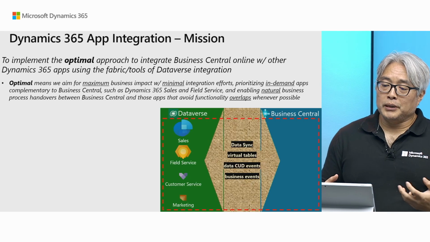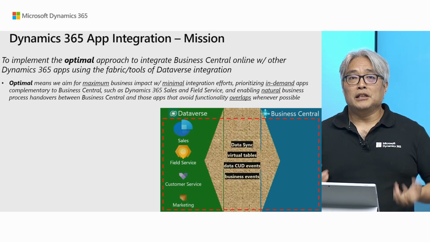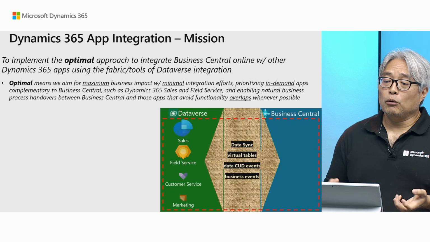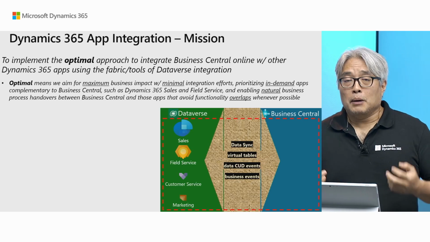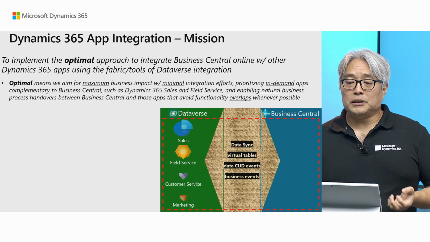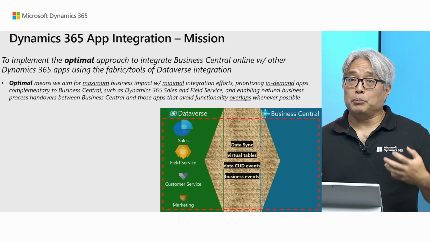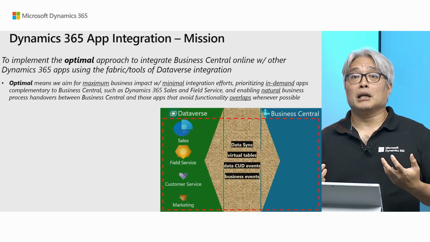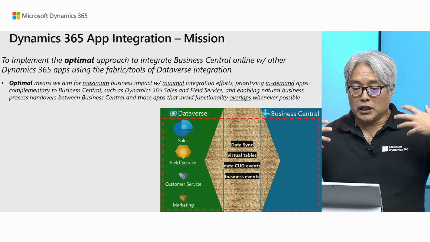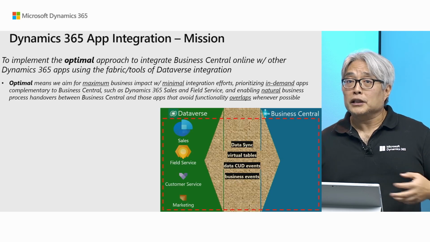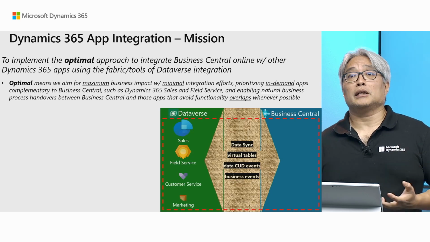The optimal means we want to achieve maximum business impact with minimal integration effort, prioritizing in-demand apps complementary to Business Central. For example, we have started integrating with Dynamics 365 Sales, and we are considering integrating next with Field Service and Customer Service and Marketing, etc.